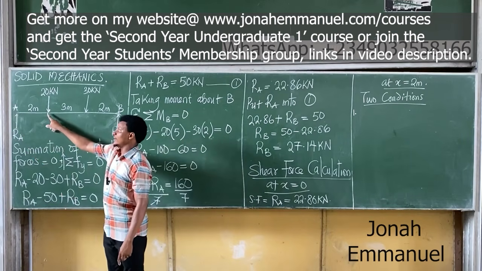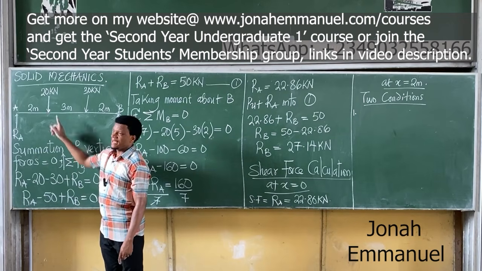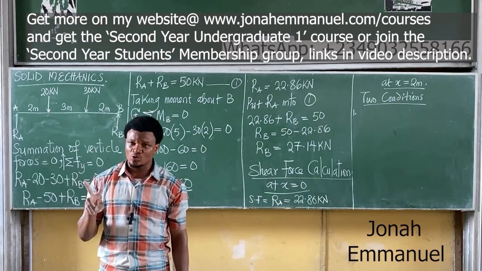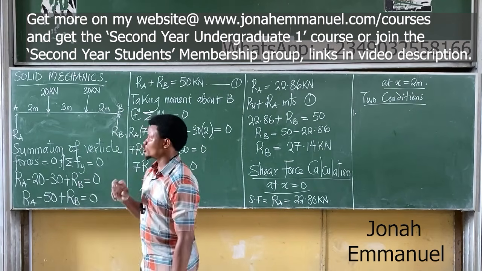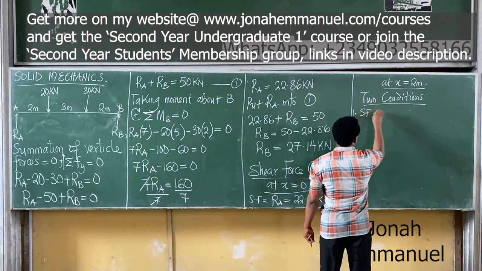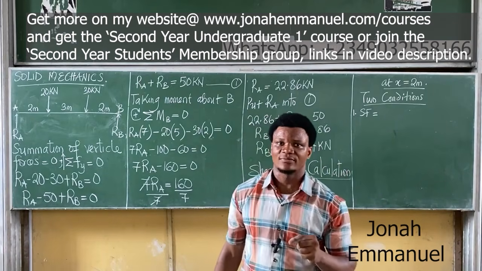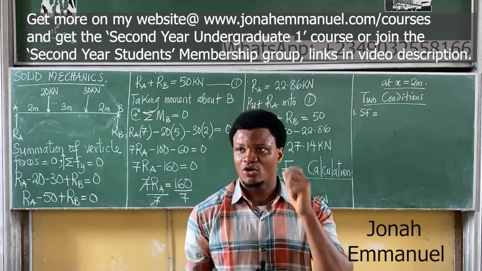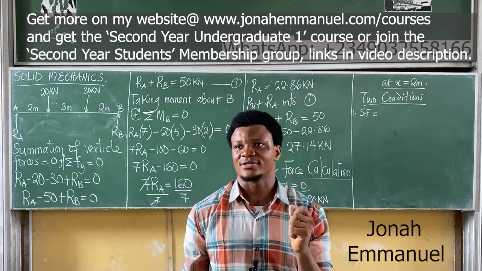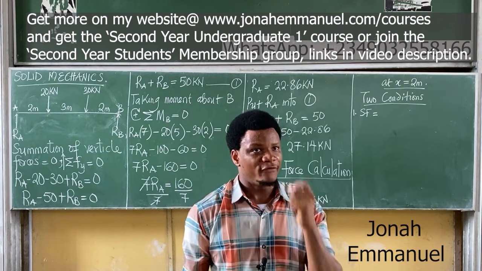The next point is here. That's at x equal to 2 meters. Whenever you have a point load, put 2 conditions. Condition 1 is usually shear force equal to all the forces before that point. That's it. Condition 1 is always all the forces before that point.